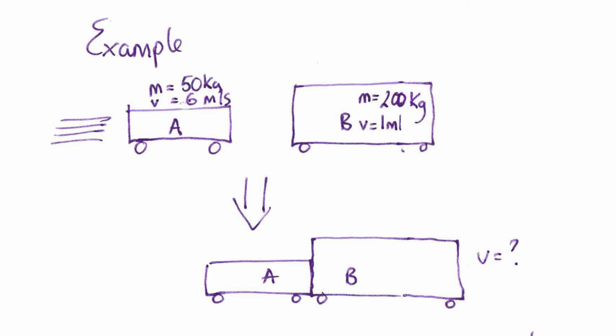Perhaps the best way to illustrate this is by using an example here. Let's imagine we've got two trolleys. One trolley A with a mass of 50 kilograms travelling at 6 meters per second colliding into a trolley B with a mass of 200 kilograms travelling at 1 meter per second. The question is, what will happen when those two collide? At what speed will the joint combined trolley move? And using the law of conservation of momentum, you can work it out.